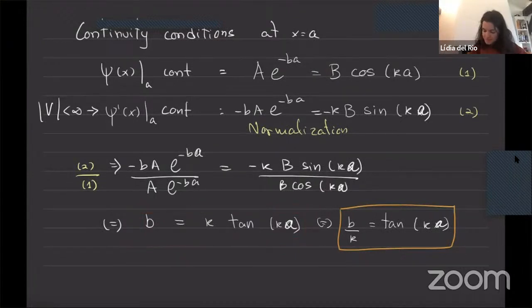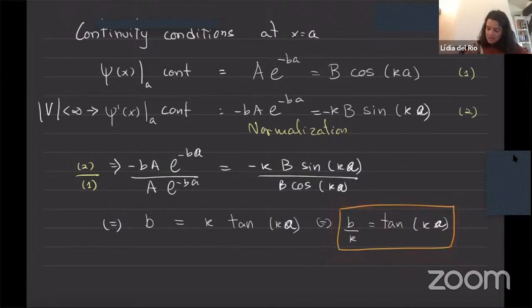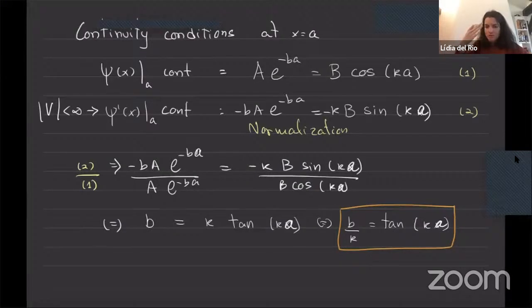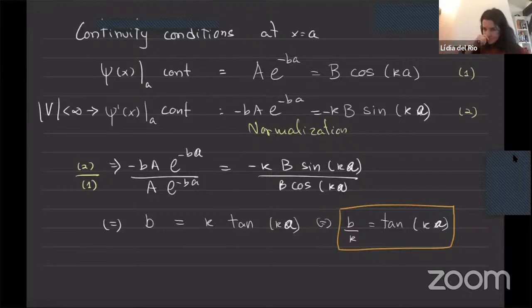So B divided by K must be the tangent of KA. And this is now a constraint that is not on this A or B. It depends on the length of the box A, which is given, and these two things depend on the energy. So this is now a constraint on the energy values allowed for stationary states. This will tell us that our Hamiltonian does not have a continuous spectrum, but instead it has a discrete spectrum.